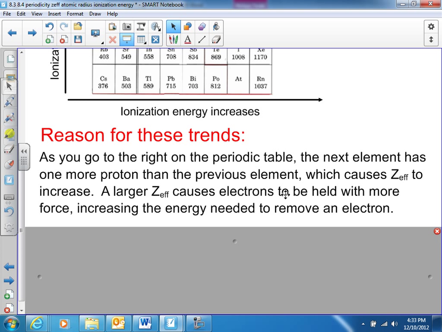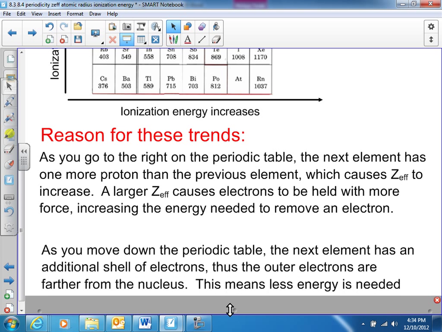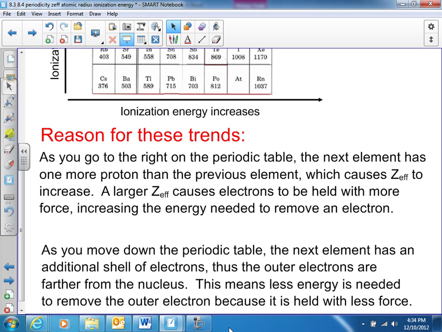Now what I said is a little bit different from the wording in here. This wording is fine. What I said is fine. However you want to explain it that makes sense to you. You just need to know as you gain more protons in the same shell, so the atoms have to have the same number of shells of electrons, you have a higher Z effective, stronger force holding the electrons, higher ionization energy, more energy needed to remove the outer electron.